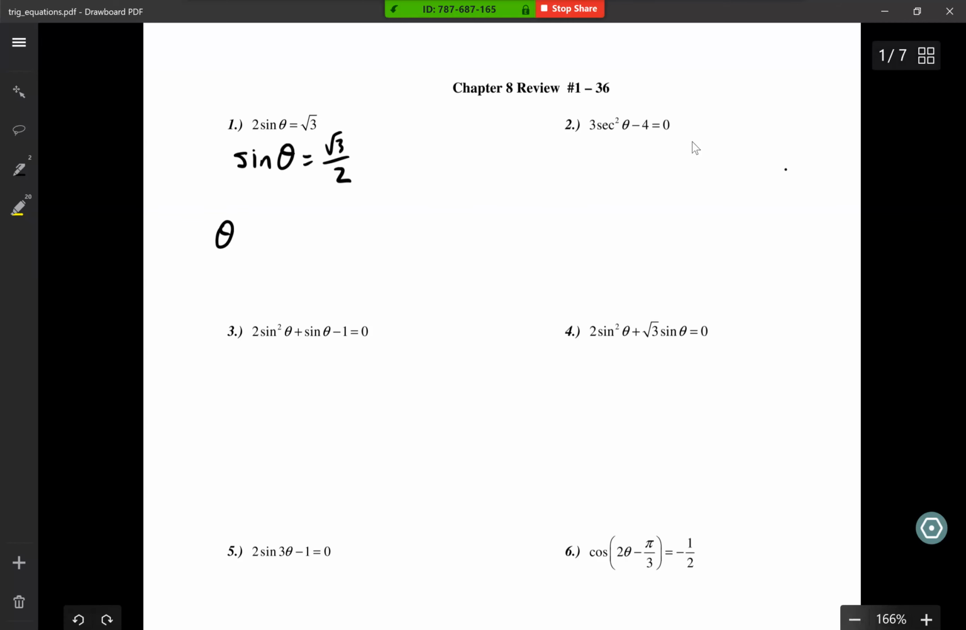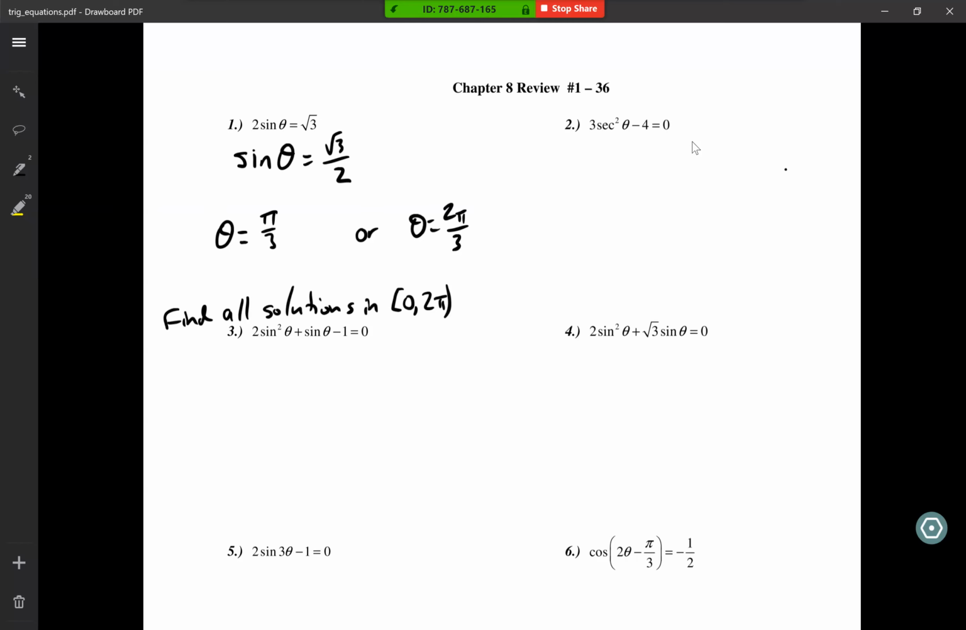Now, again, how did I find these? Well, first I see that the sine is positive, so I know my angle must be in quadrant 1 or quadrant 2, because the sine is positive. So I look for the angle in quadrant 1 or quadrant 2 that gives me root 3 over 2. I know the angle I started with must have been pi over 3 in quadrant 1, and 2 pi over 3 over here in quadrant 2. Okay, so that's our first step, to find all those solutions in 0 to 2 pi.